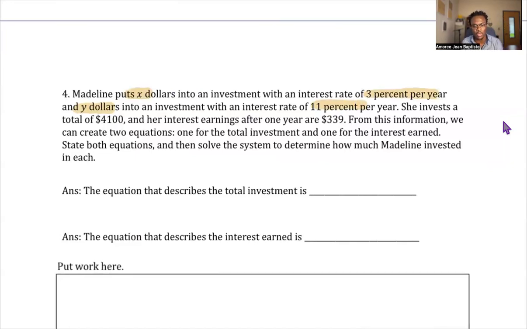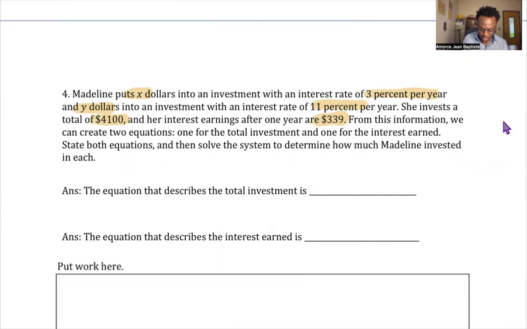We remember we solved a problem with investment. It's going to be the same type of problem. She invested in total $4,100. Combined, she earned $339 in interest. From this information, we can create two equations, one for the total investment and one for the interest earned. State both equations and then solve the system to determine how much Madeline invested in each account.